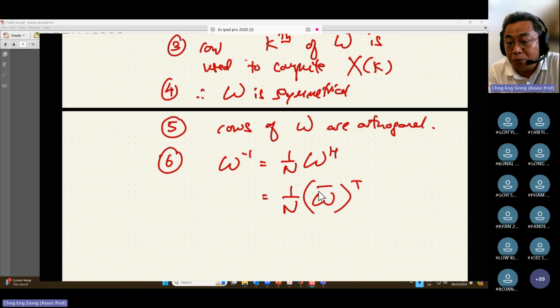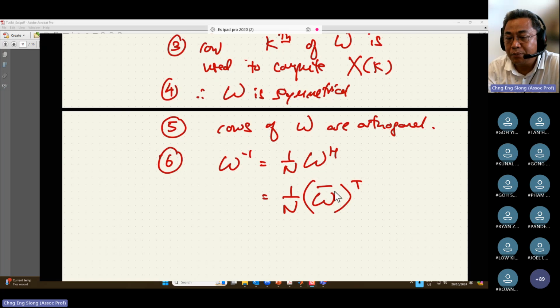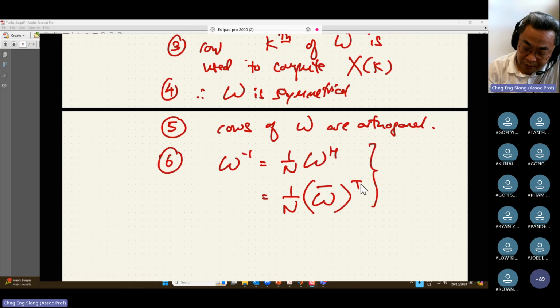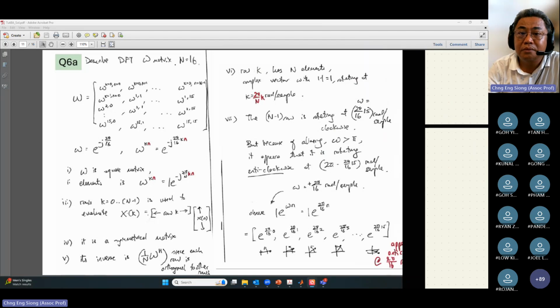So W bar means conjugate of W. Transpose means the rows become the columns. So H is the representation of this W bar transpose, and this is because of this property: the rows of W are orthogonal. Okay, what else?